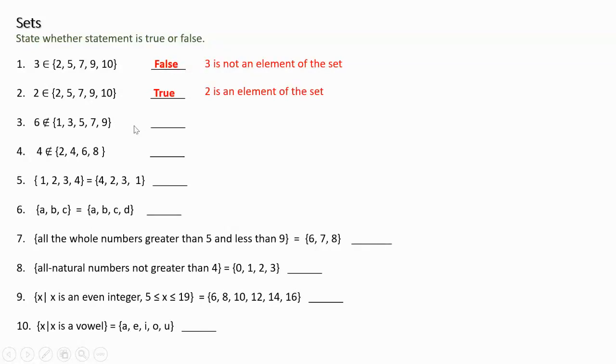Look at 3. It states 6 is not an element of the set containing 1, 3, 5, 7, and 9. That's true because 6 is not in the given set. You see, 6 is not an element of the set. Look at number 4. 4 is not an element of the set containing the elements 2, 4, 6, and 8. That is false because 4 actually is in the set.